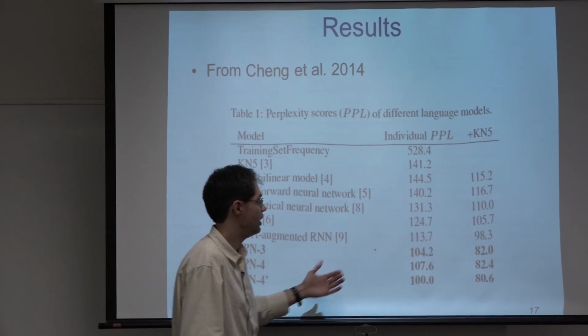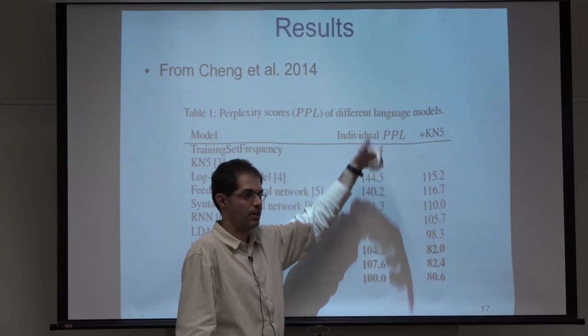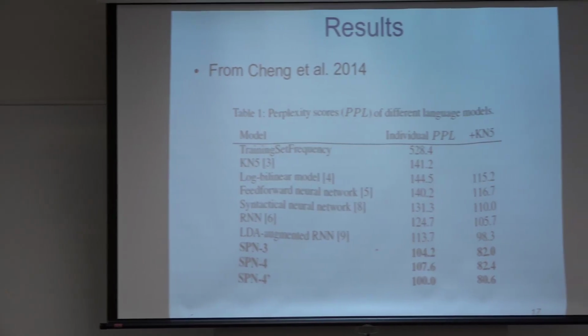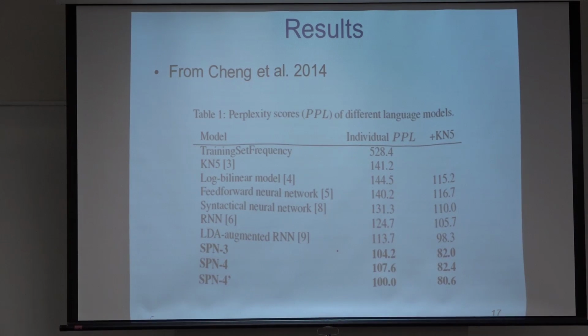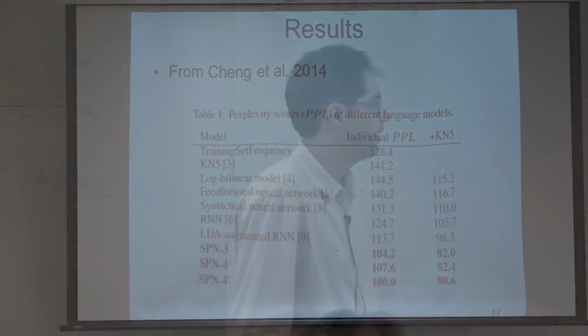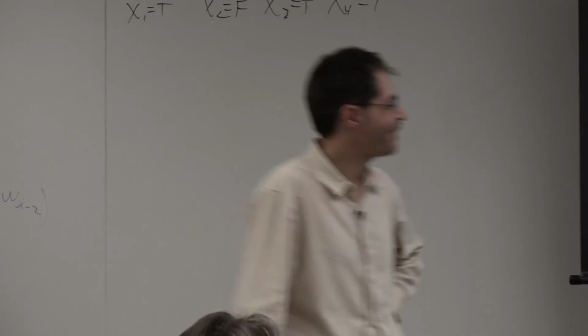And then the second column is when they take these basic models and combine them by taking a weighted combination with the Kneser-Ney model, because that was a classic one, and often if you create an ensemble, it gives you better results. Okay? So by combining them, the results are even better. Okay? That's a good question.